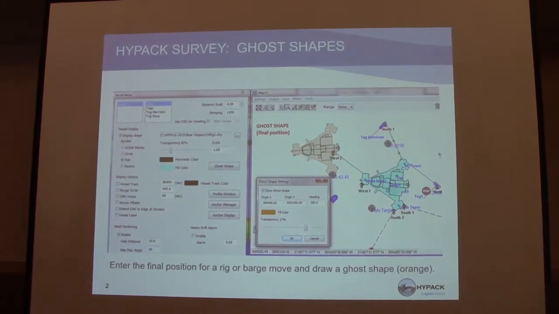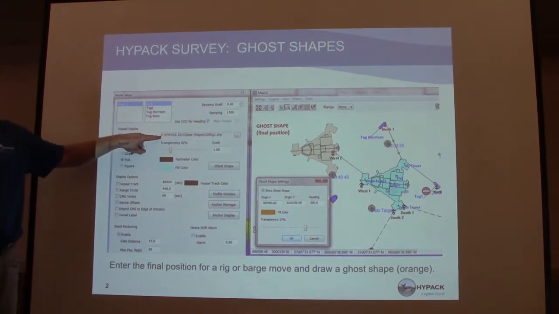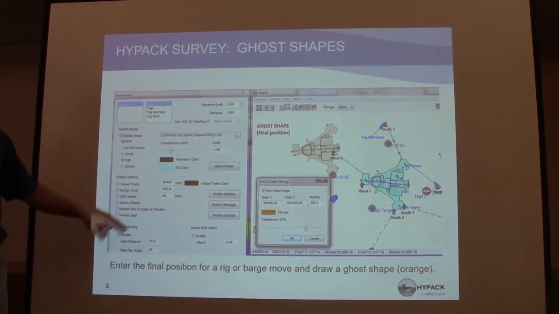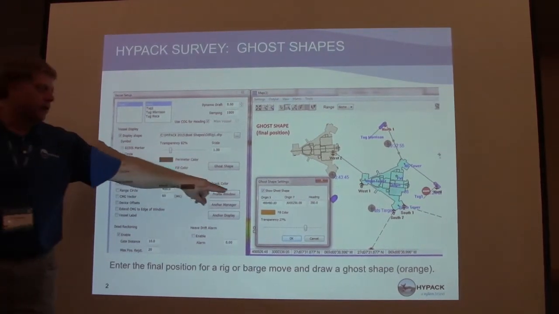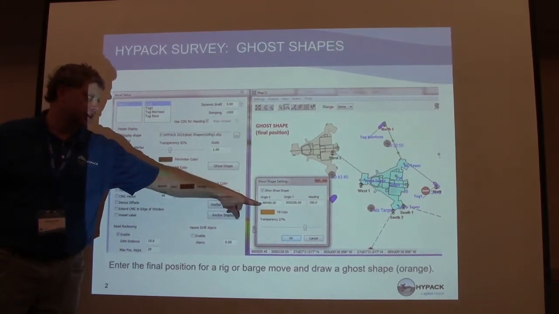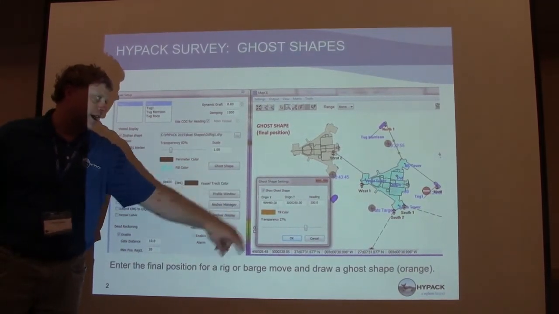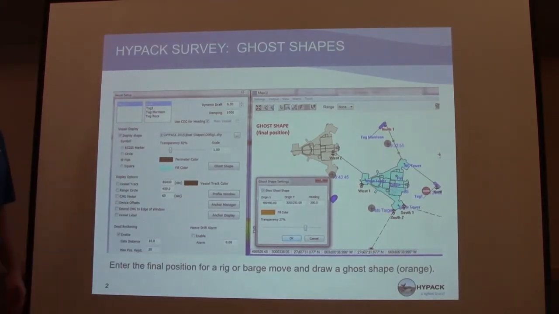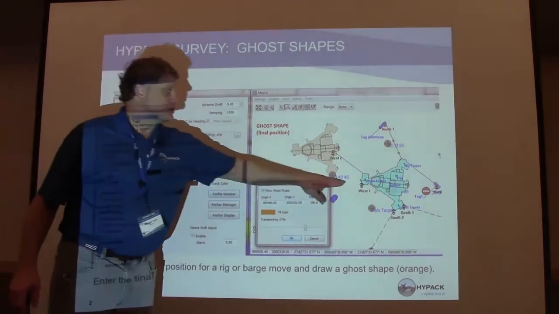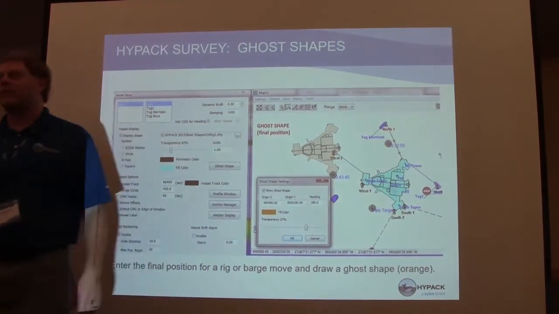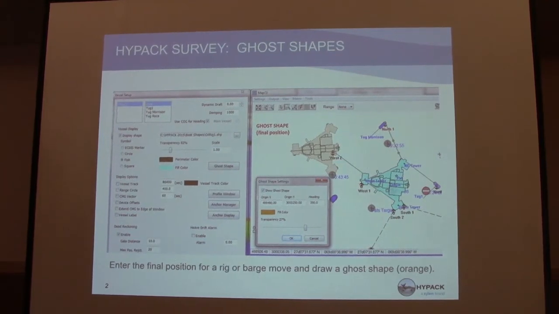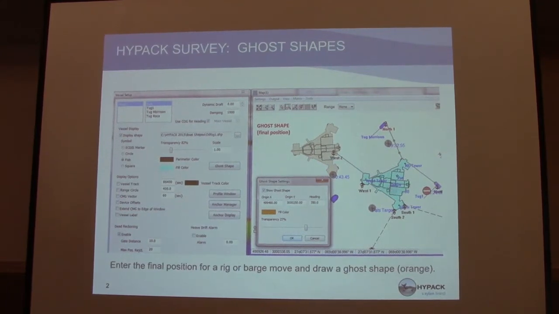So what you can do is, we have our normal boat shape that you load right here under the vessel display. In this case, it's an oil rig. Under the ghost shape, you enable the ghost shape, and then you position the shape based on an X, Y, and a heading, and then you can fill it with color. That way you can get these shapes to align and ghost on top of each other so that you're putting a vessel precisely where the location of that vessel is relative to that boat shape's origin point and heading.